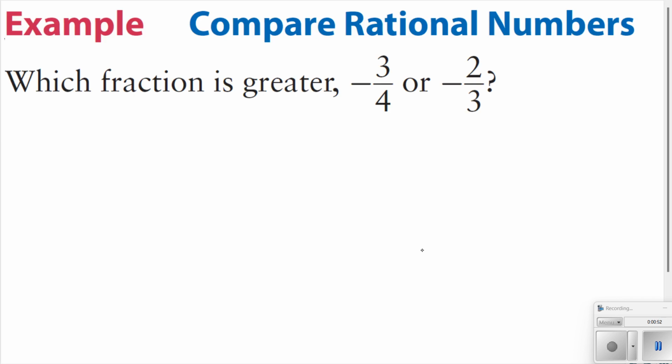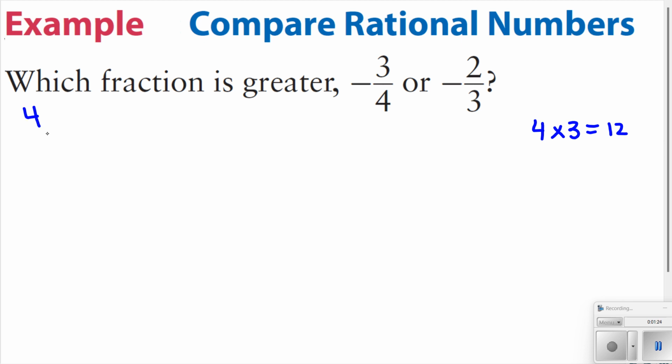In this one here, I want to know which fraction is greater, -3/4 or -2/3. So let's first of all use the common denominator method. To figure out a common denominator, I want to figure out two numbers that both have a multiple of 4 and 3. Now, you can always just take the denominators and multiply them together. It might not be the lowest common denominator, but it will always work as a common denominator. Now, in this case here, 12 is also the lowest common denominator.